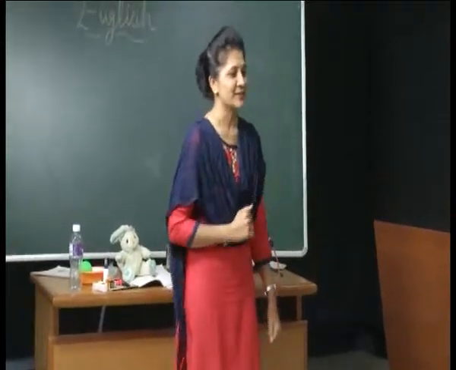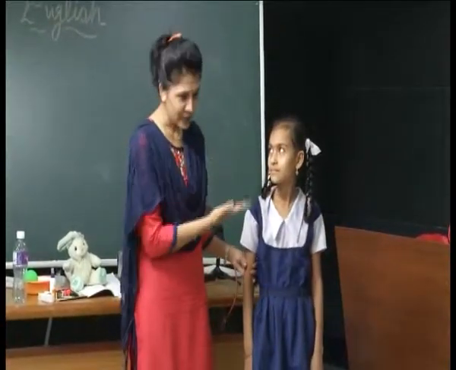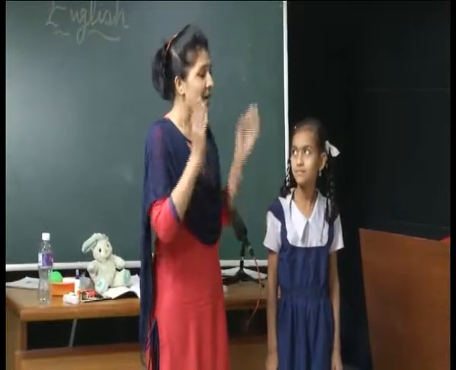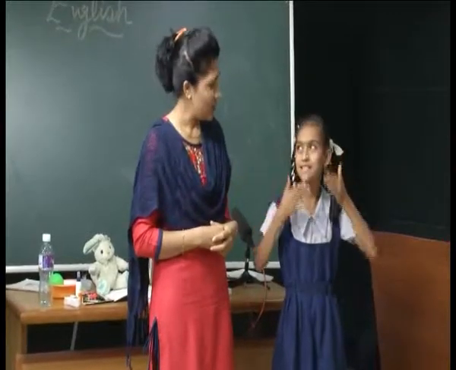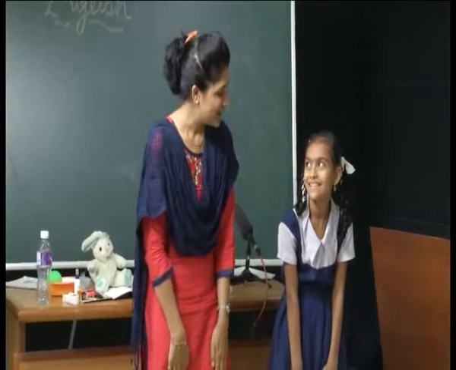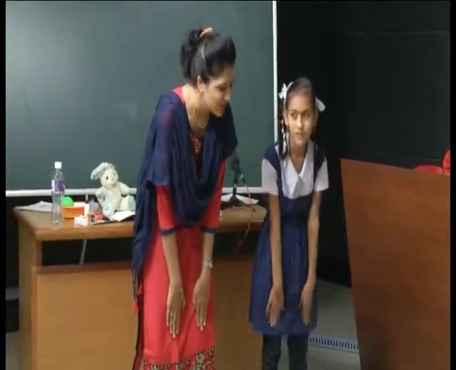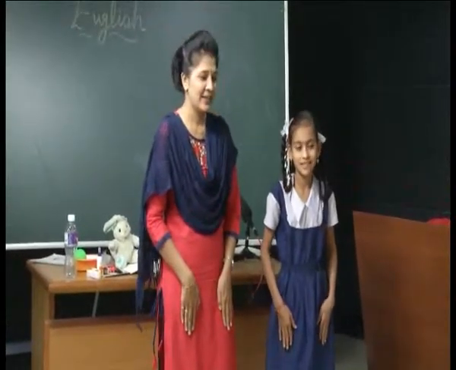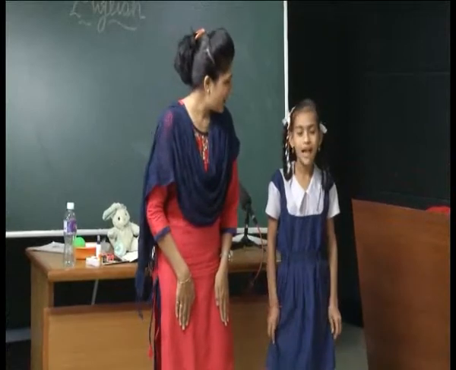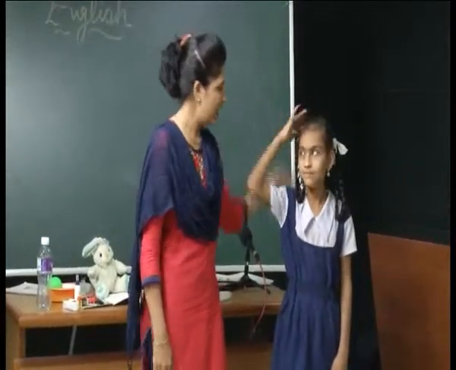Okay, Akanksha, please come here. Now you have to repeat after me. Now only Akanksha speaks. Okay? Akanksha, first listen to me. I have two eyes. Very good. I have two hands. Very good. I have two knees. Very good. Okay, please repeat. I have two knees. I have two legs. What are these? Legs. Okay, now speak. I have two legs. Then I have one head. Very good. Please sit down.